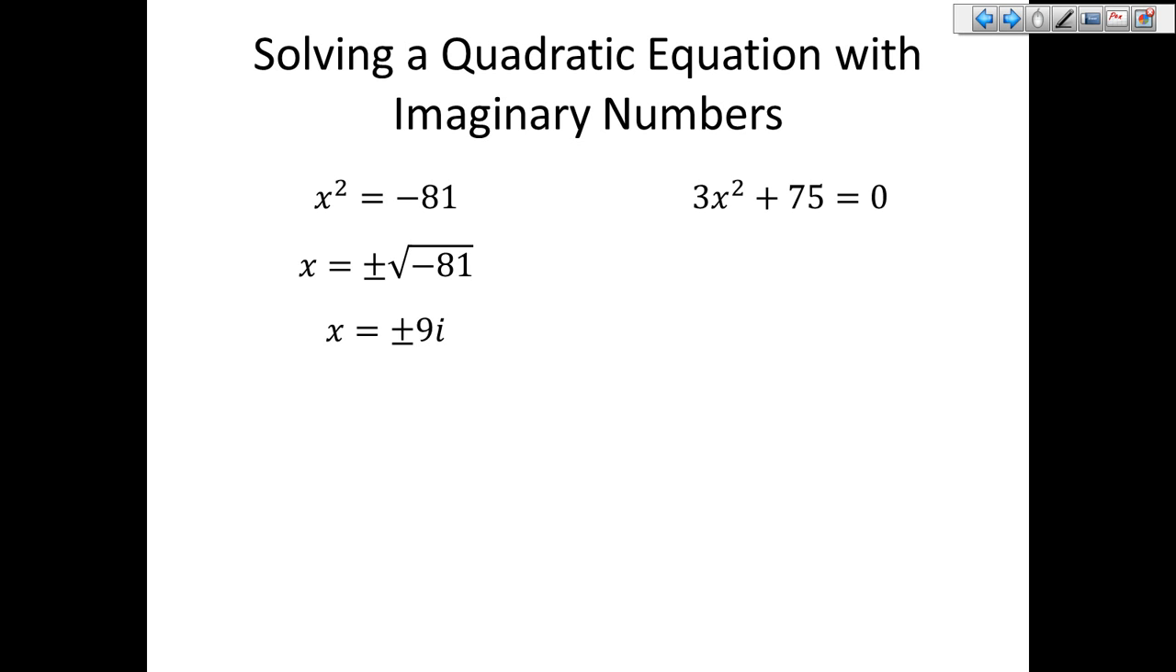Let's look at the one on the right. 3x squared plus 75 equals 0. I'm going to start out just like I normally would. I'm going to move that 75 over. I'm going to divide by the 3, and that gives me x squared equals negative 25. Now, just like the one on the left, I'm going to take the square root of both sides. I'm going to get positive or negative square root of negative 25, which is equal to positive or negative 5i. So really not a whole heck of a lot different than what we've been doing before.